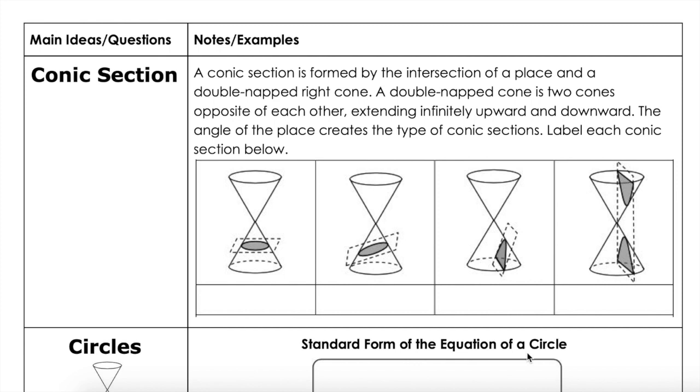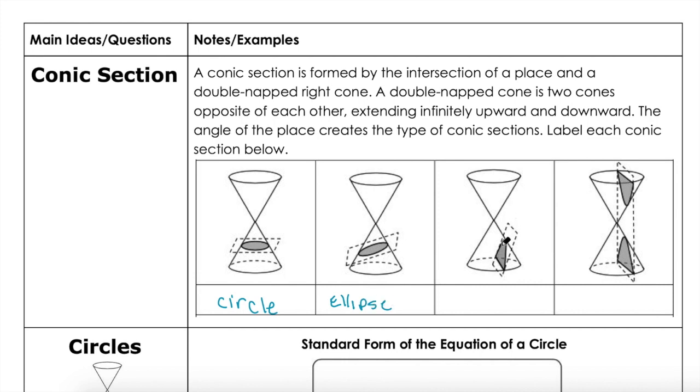A double napped cone is two cones opposite of each other, extending infinitely upward and downward. The angle of the plane creates the type of conic section. Label each conic section below. So when our plane goes straight across our cone, it creates a circular section, so a circle. When it cuts at a diagonal, such as we see here, it creates an oval-like shape, which we call an ellipse.